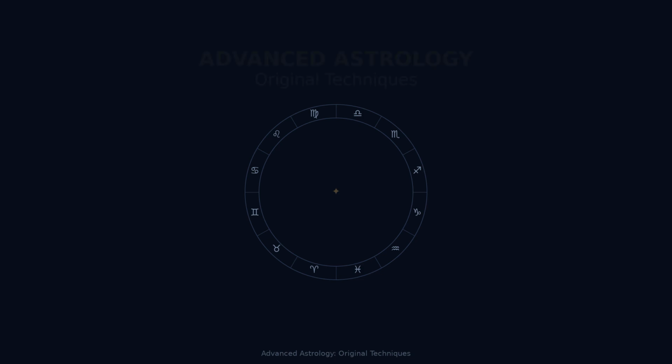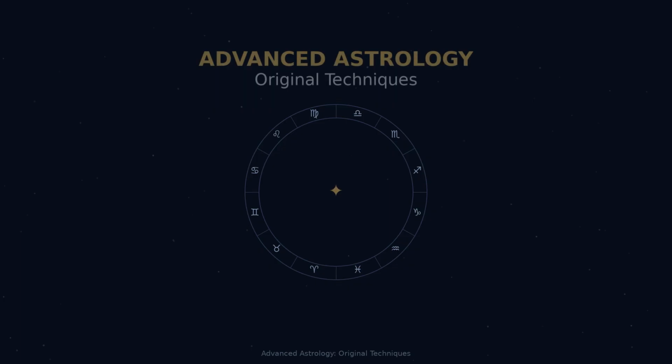Welcome to Advanced Astrology, Original Techniques. In this lecture, I will teach you a new framework I call the Genius Vector Protocol. This is not a survey of traditional methods. It is a rigorous synthesis that takes established techniques and recombines them into a precision instrument for identifying creative genius in the natal chart. So this is about building something new on top of the old foundations?